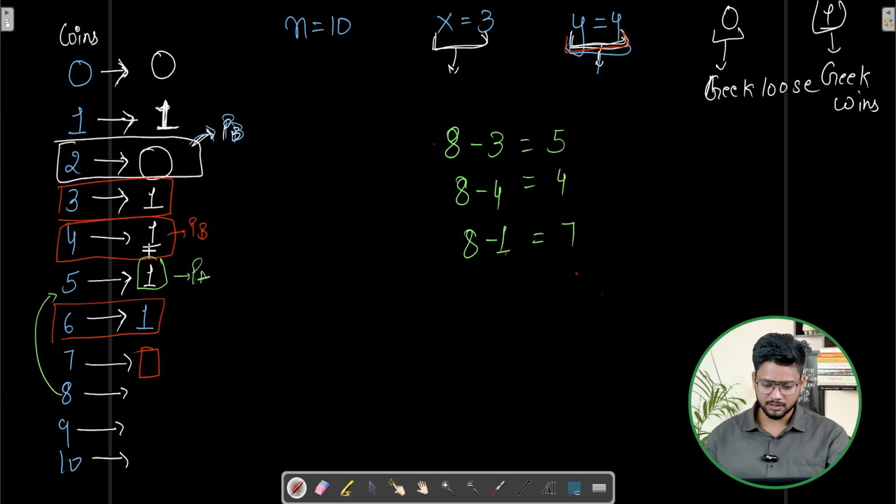For 4 it is also 1, so it will lose. So in the seventh case, it means there is a 0. So this means that player A will win. So we have to put 1 over here.